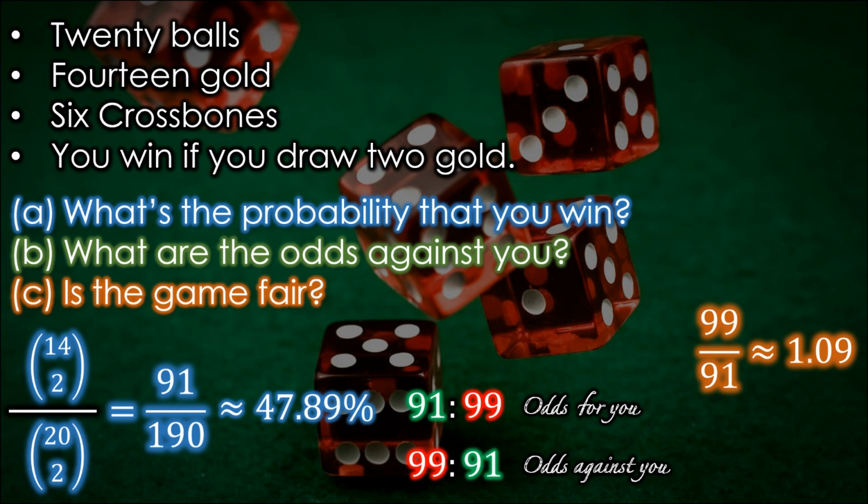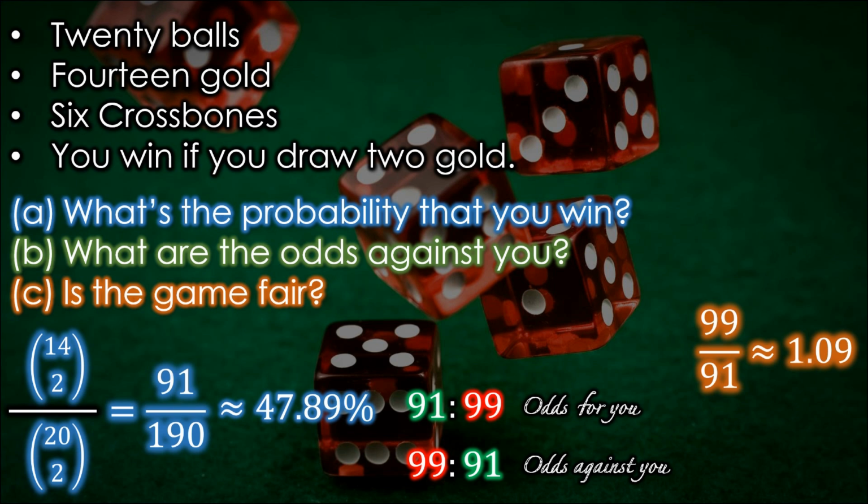It means that if you play a lot, you will lose 1.09 times as much as you win. The collection of losses is 1.09 times larger than the collection of wins. Now that's important, because the payout is 1 to 1. 1 divided by 1, which is 1.